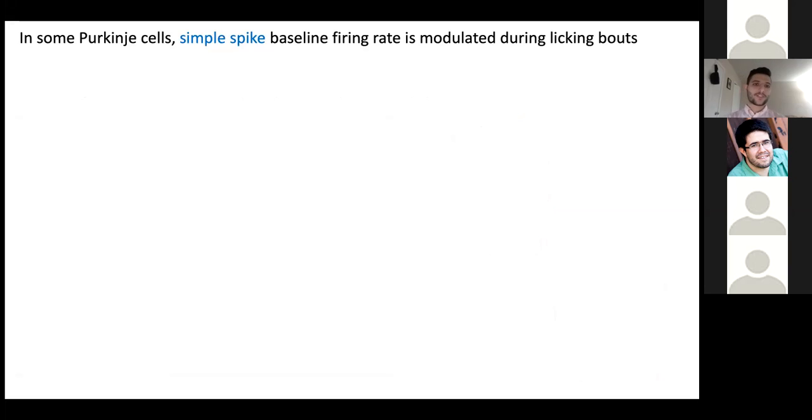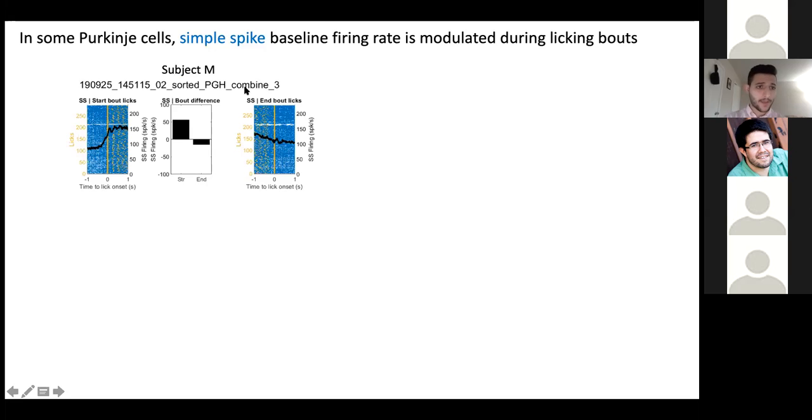So in some Purkinje cells, the simple spike baseline firing rate is modulated during licking bouts, meaning there's a baseline outside of licking bouts, and then the cell seems to enter this new baseline during licking bouts. And this, in part, can be due to the fact that there's about 50 milliseconds in between licks. And so if, say, a cell was to burst for a lick, its baseline would remain quite high over these rhythmic successive trains of licking. So here's some data from subject M. Okay, this is one cell that I recorded.